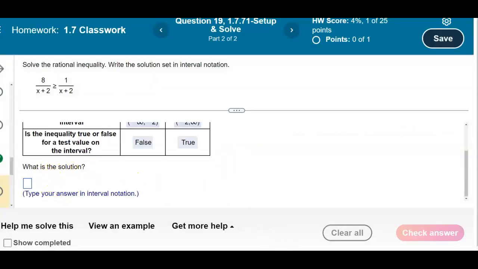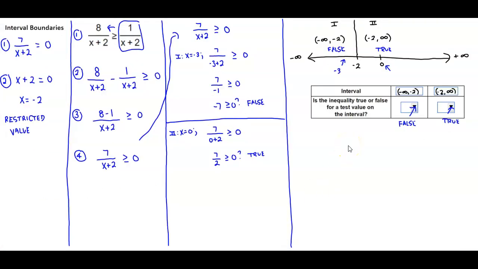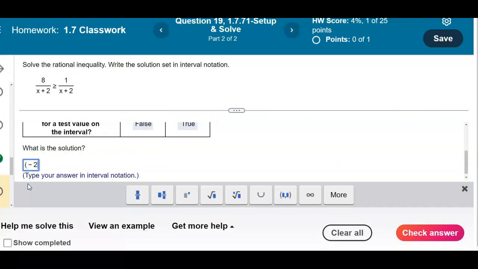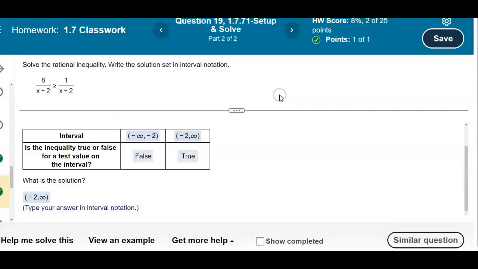Now we need to determine what is the solution. So we need to be careful, again, because this is a greater than or equal to. So that means we're not going to use a bracket for negative 2, so it's going to be parenthesis, negative 2, comma, infinity as our solution. So let's go ahead and put that in there. We have parenthesis negative 2, comma, infinity. With our parenthesis, let's check our answer, and there is our result.